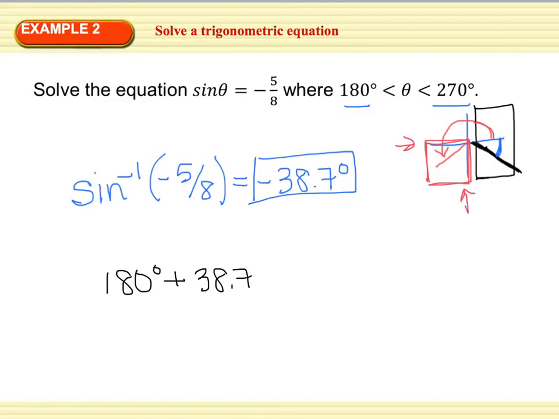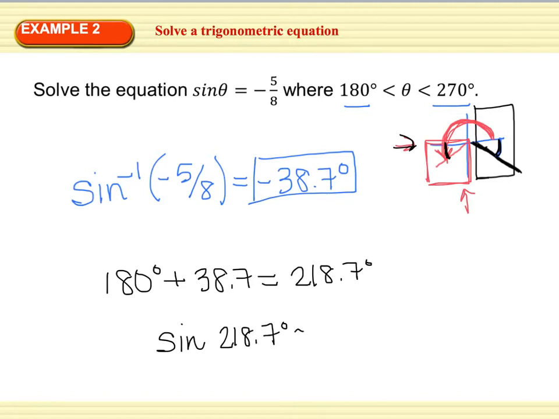So in order to find this angle that wraps all the way around, I'm going to have to take my 180 from here and add it to whatever this angle is here. Well, this angle here is the same as this, which is 38.7. So 180 plus 38.7 is about 218.7 degrees.